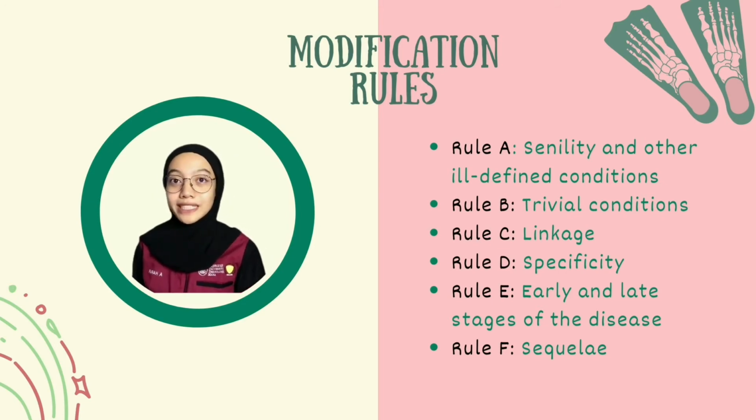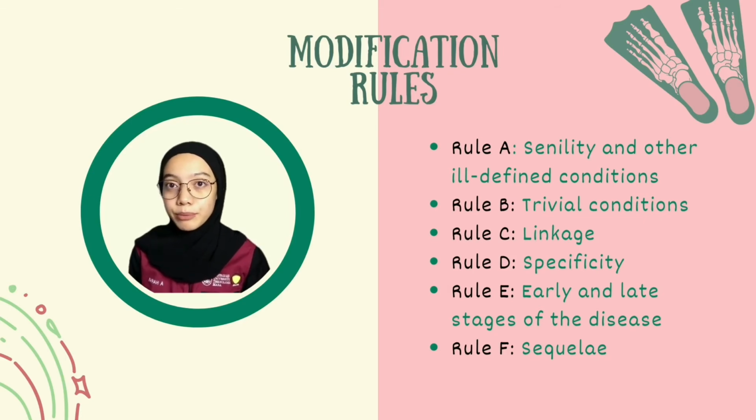After that, Rule E indicates early and late stages of disease, where the selected cause is an early stage of a disease and a more advanced stage of the same disease is reported on the certificate. Code to the more advanced stage. This rule does not apply to a chronic form reported as due to an acute form unless the classification gives special instruction to the effect.